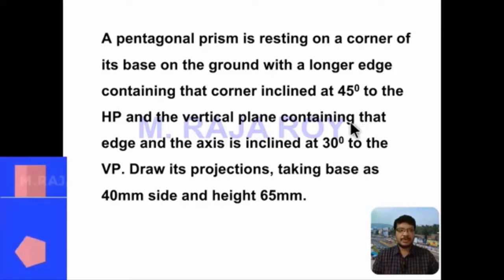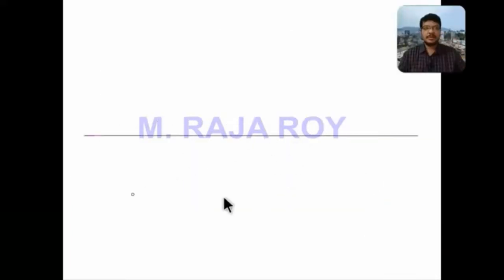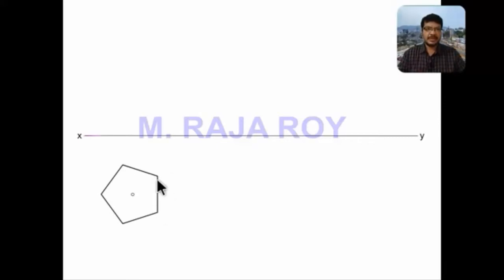While drawing the top view, you have to take care of this condition, that it's resting on its corner of the base on the ground. First draw the simple position. Now draw the simple position like this. So axis you are keeping perpendicular to HP, so you will get the true shape and size of the base in the top view. In the top view, you draw the pentagon taking this corner as the reference. That means if you start drawing from this side, don't draw the pentagon onto this side, draw the pentagon onto this side. That is one initial precaution.